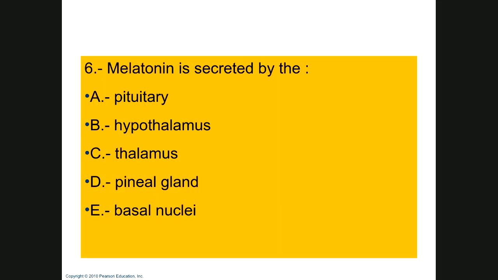So melatonin is a hormone secreted by the pineal gland, involved in sleep-awake cycles, circadian rhythms, and it is an important factor in the onset of puberty.